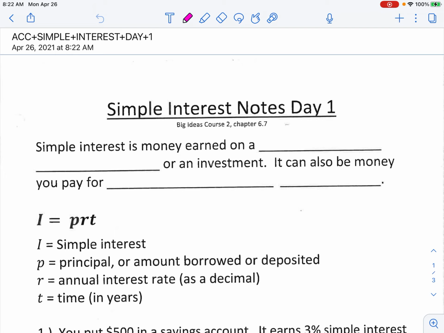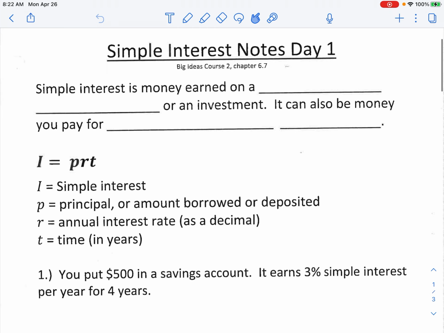simple interest. So you guys are 11, or most of you are 12 years old by now. In just a few years, you might have a bank account, you might have a job, you might start some investing. So simple interest is really important to know when you're becoming closer to being an adult.